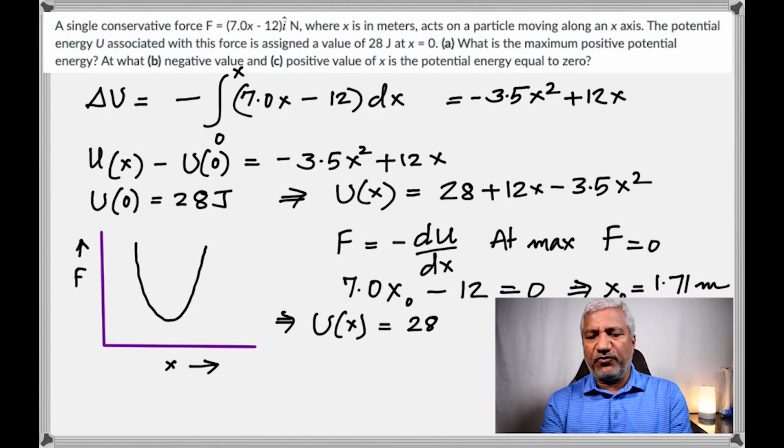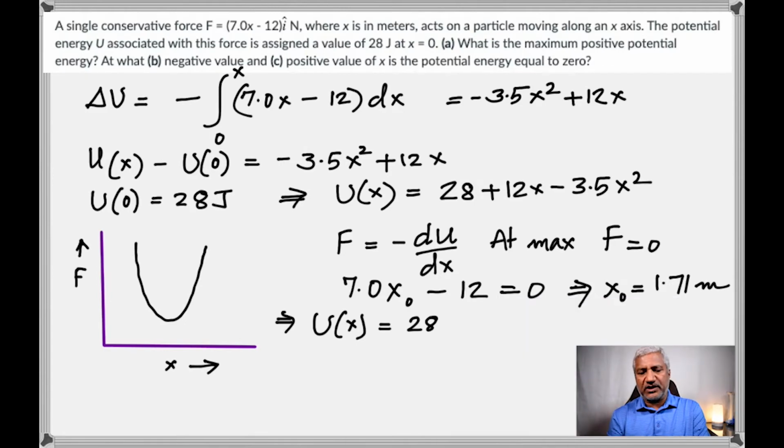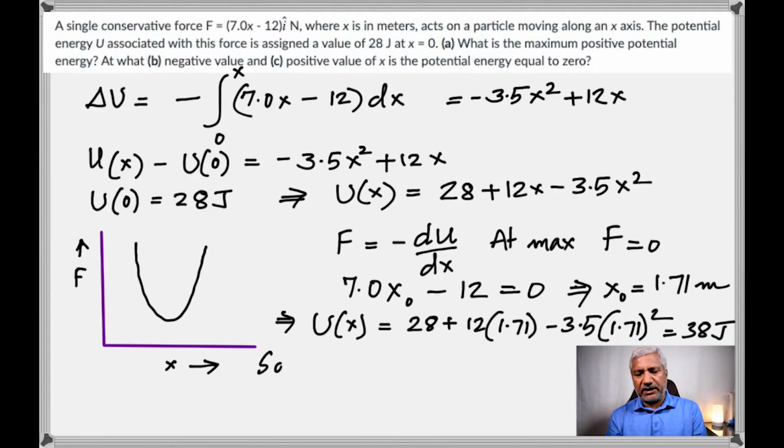Remember, we are setting the force to be equal to 0, so do not be confused there. We've set the force 7.0 x naught minus 12 equal to 0. And x naught is therefore 1.71 meter. Once you get that, we can find the potential energy at any point x just by using the value of x naught in the equation that we have above. That gives us 38 joules.